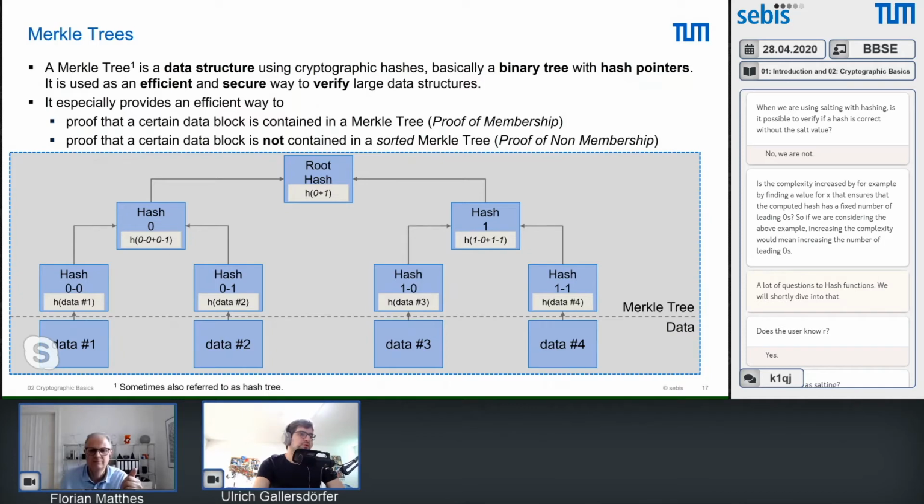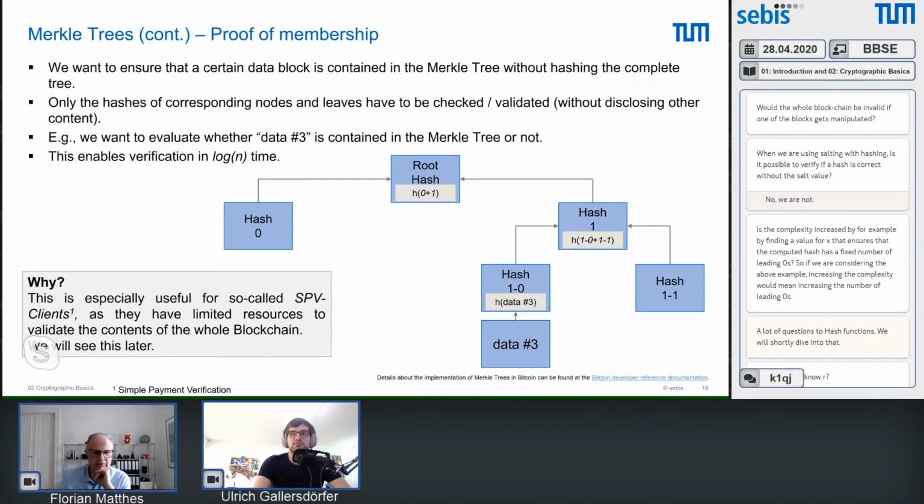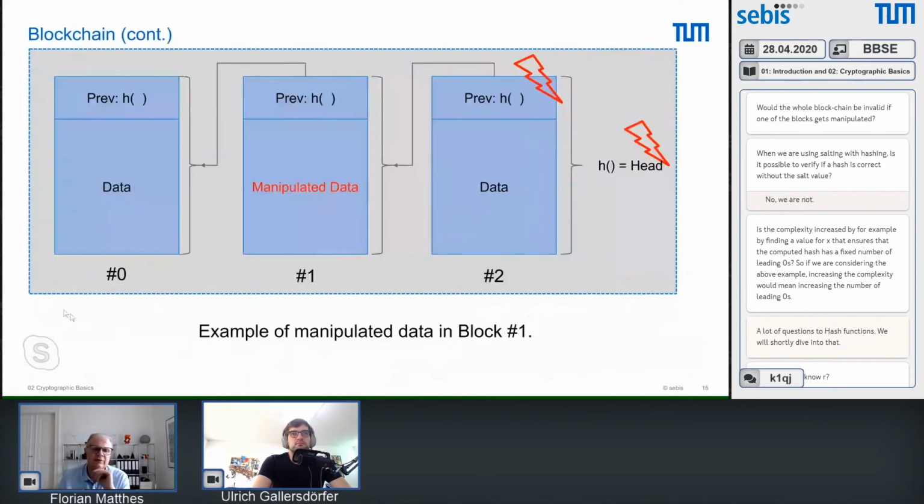We have a small question regarding the blockchain itself. Would the whole blockchain be invalid if one of the blocks gets manipulated? Yeah, definitely. As I said, that's shown here. Manipulated data would lead to a different hash value here, and a different hash value here in the header, which in combination with the unmanipulated data here would lead to different hash values. So you could detect that somewhere in this very long blockchain there was a manipulation.